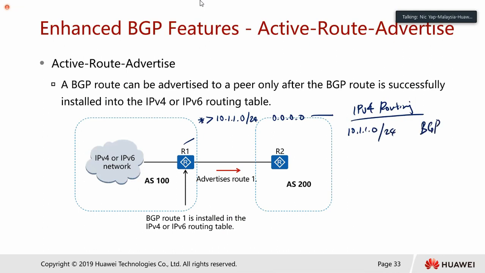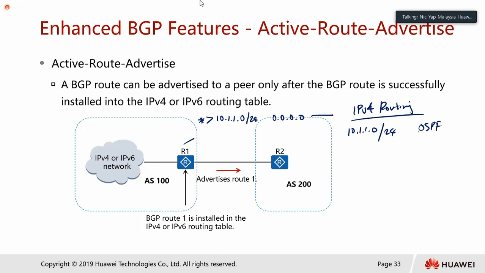Let's say in my routing table, you tell me that your best path to 10.1.1.0 is using OSPF. Then I will not send this. They need to make sure that it's an active route advertised inside my router before I can send this information. So only if it is active can I send. When it's not active, I will not send.